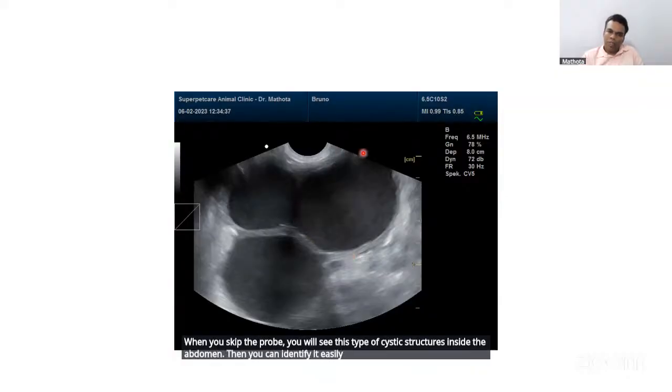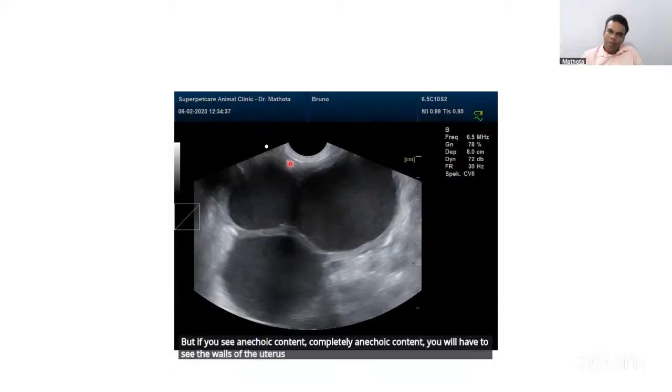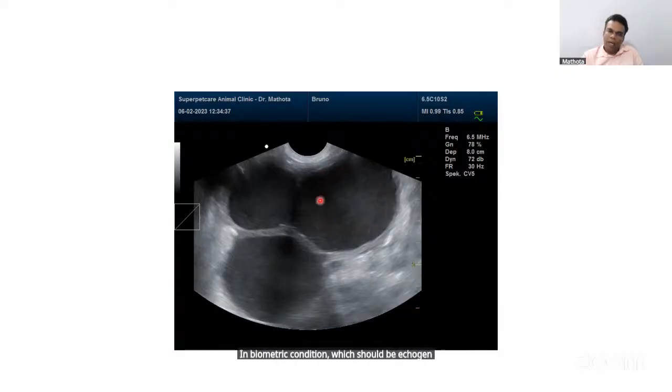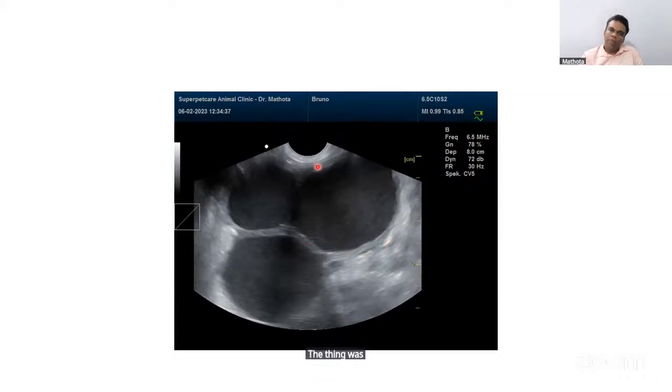The content of this fluid is moderately echogenic. But if you see completely anechoic content, you will have to check the walls of the uterus. Sometimes if the walls of the uterus are thin, it can be a mucometra condition. In pyometra, it should be echogenic fluid and the wall should be thick. Thin walls with anechoic content can be mucometra. So you can measure the diameter of these uterine loops, and that's how you identify the pyometra condition.